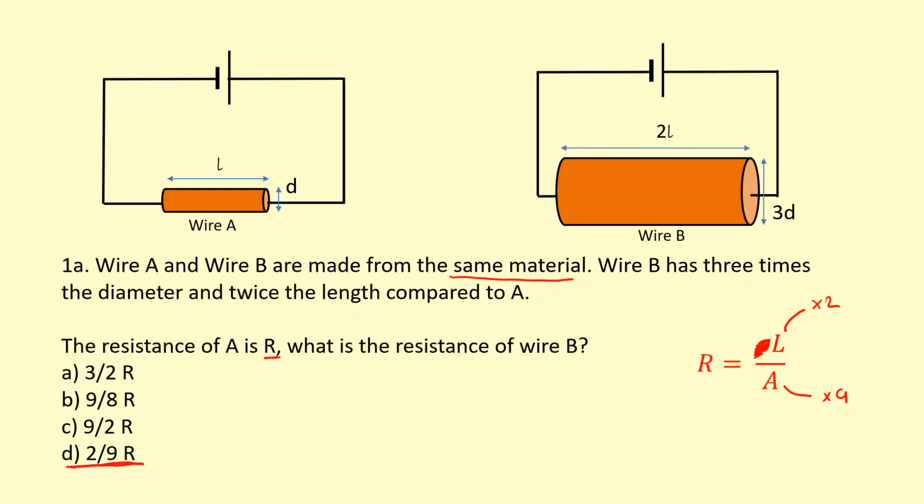And that makes sense. If you made the length longer, the resistance should go up. However, you've made the area much bigger, so the resistance should go down. Overall, the effect is for the resistance to go down.